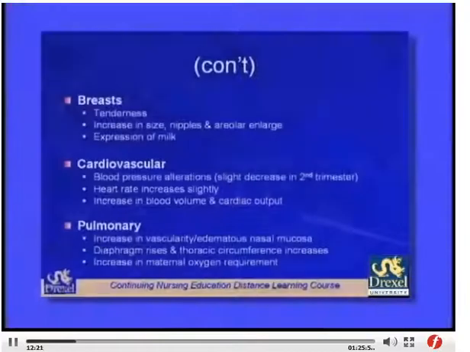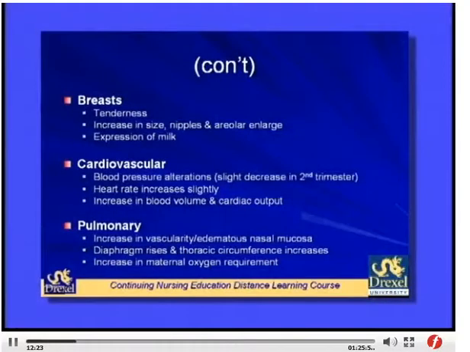The breasts, you're going to notice that women will complain of tenderness of the breast and increased size. The nipples and areola are also enlarged, and they can express milk as early as 16 weeks. Again, this early milk is known as colostrum.